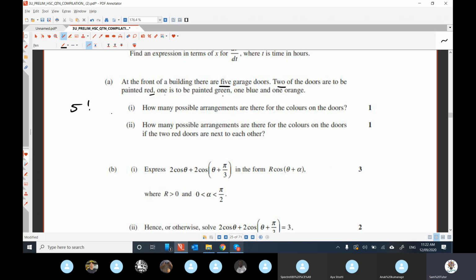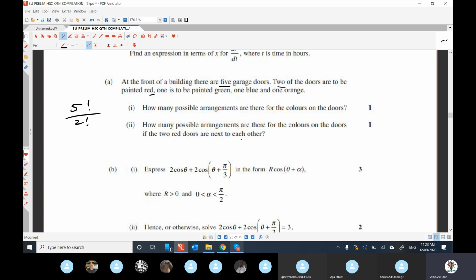So 5 factorial on 2 factorial, because the fact that there's 2 reds, they're the same. How many possible arrangements are there for the colors on the doors if the 2 red doors are next to each other? I think we know what to do with those ones.